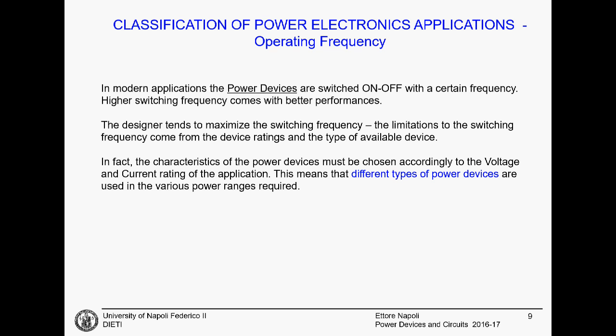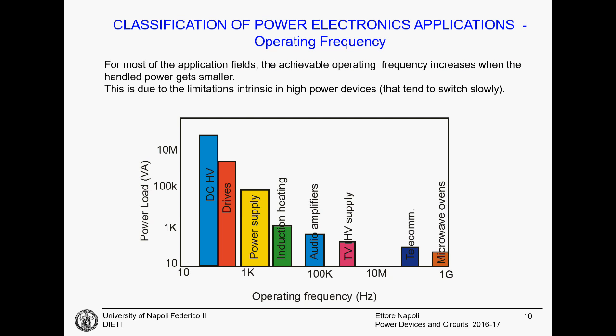If you have higher power, and very high power, you need to use different devices. These devices will be designed differently, but will be bigger, just bigger in terms of their size. And they will switch at much lower frequency. This means that we can classify the applications also in terms of the switching frequency.